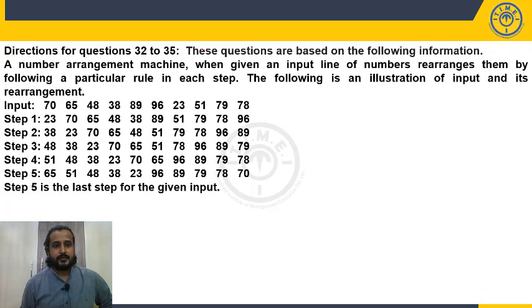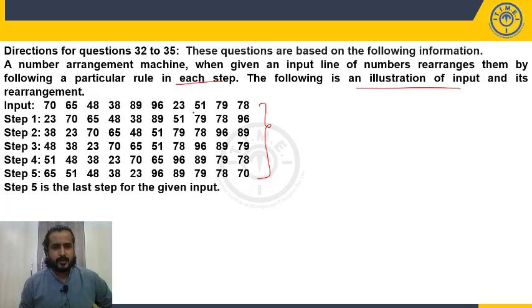Now the last set, 32 to 35, input and output. A number arrangement machine, when given an input line of numbers, rearranges them following a particular rule in each step. The following is an illustration of input and its rearrangement. Okay, now read this. 70, 65, 48, 38, 39, 46. Here is the input.